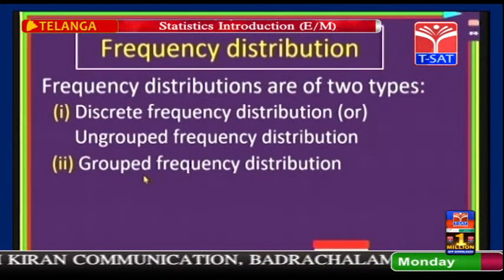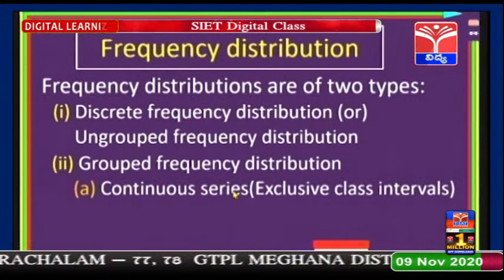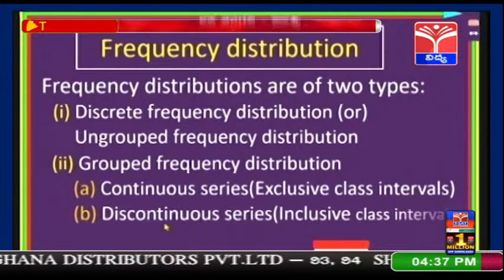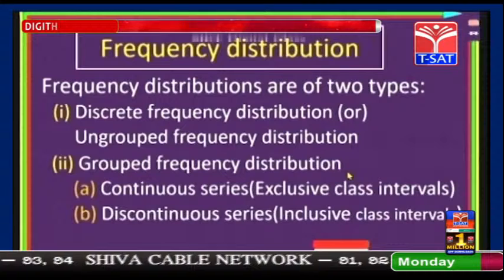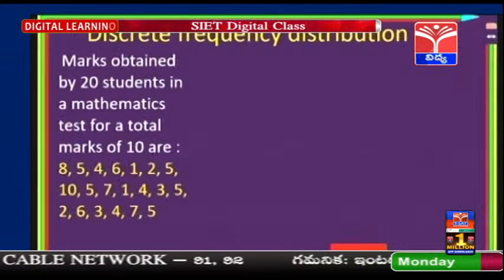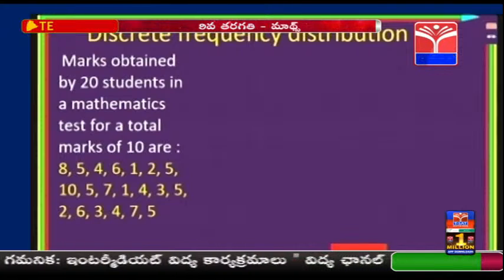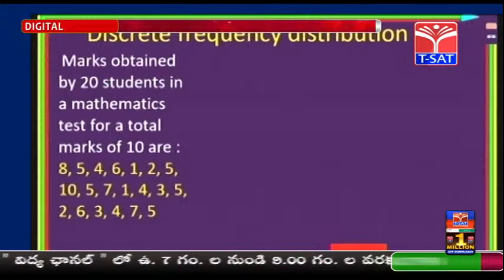This is again divided into two types. One is continuous series or exclusive class intervals. Next, the second one is discontinuous series or inclusive class intervals. Now, let us see what is discrete frequency distribution or ungrouped frequency distribution. So, here this is discrete frequency distribution.